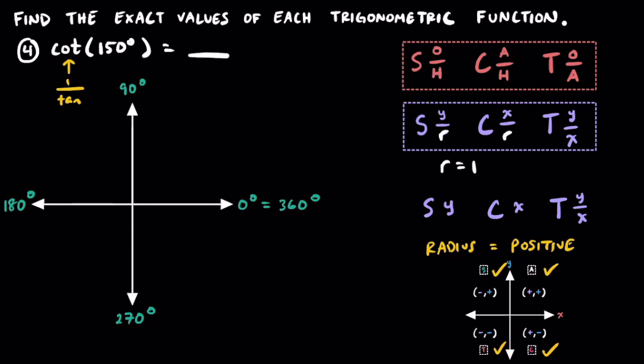Let's look at our coordinate plane and decide where 150 is. Well, 150 is going to be closer to 180. It's only 30 degrees away. So that's going to be our reference angle, 30 degrees right there. And if I draw a vertical line straight down, we're going to notice that we have a 30, 60, 90 triangle.